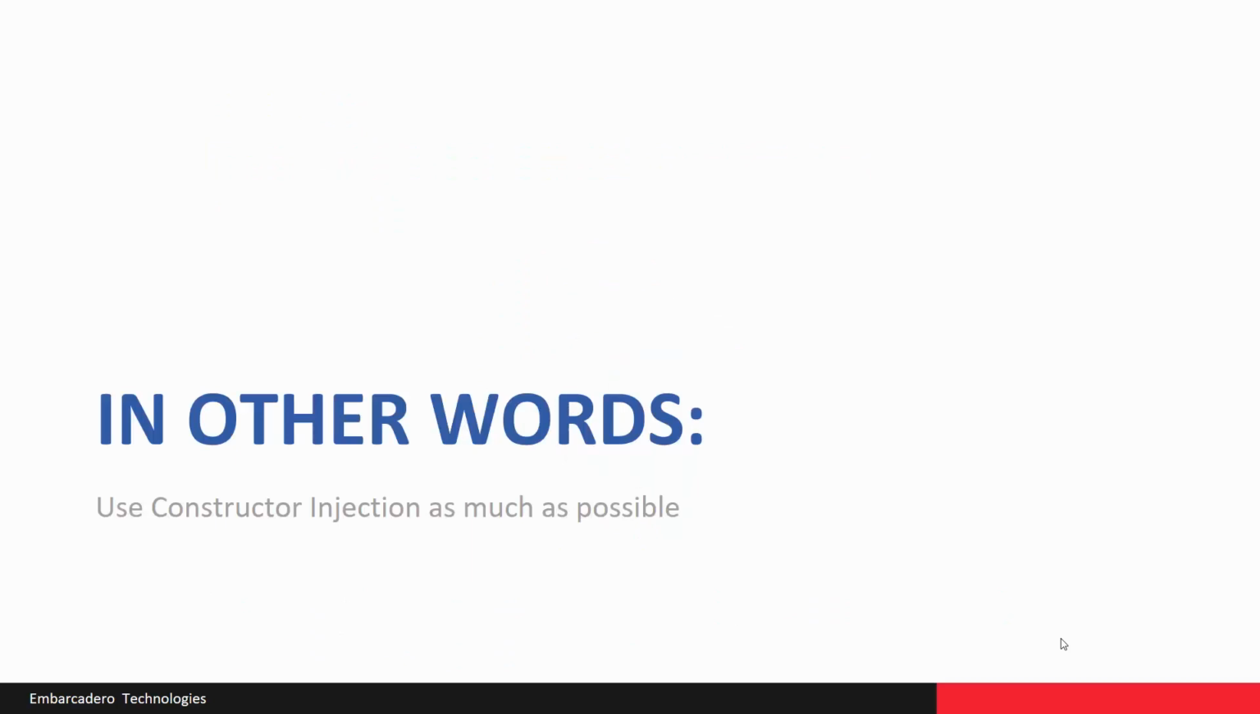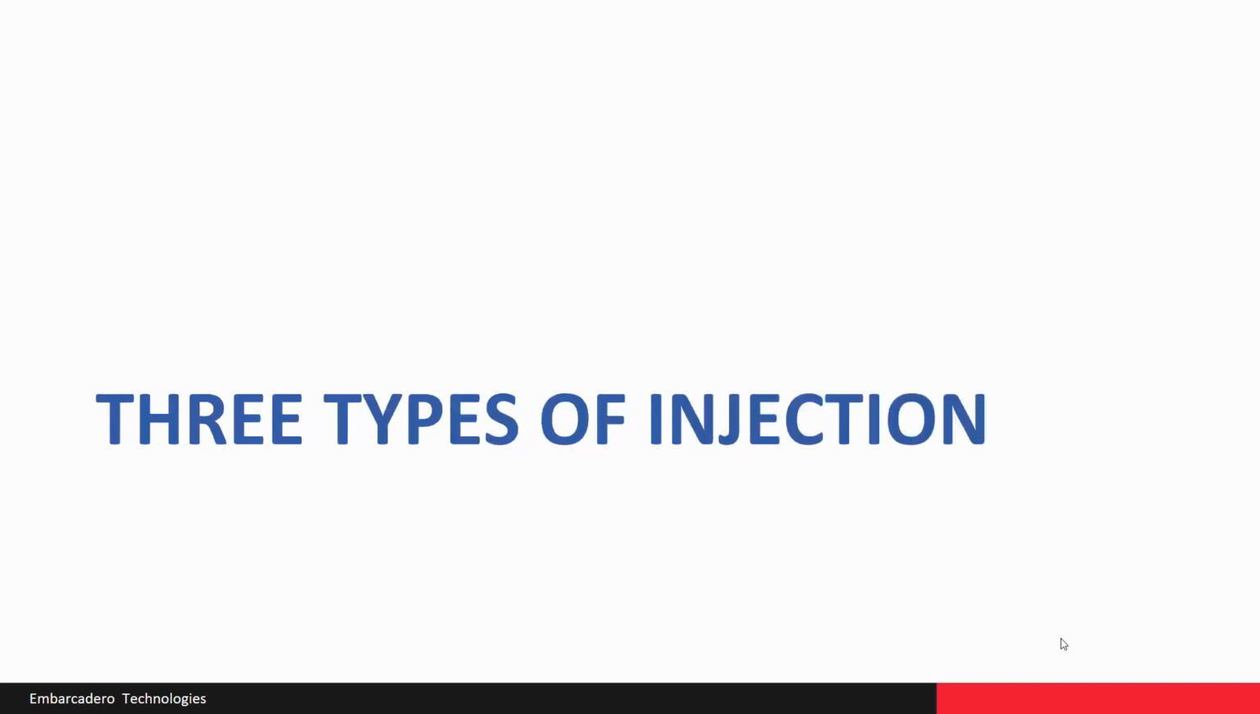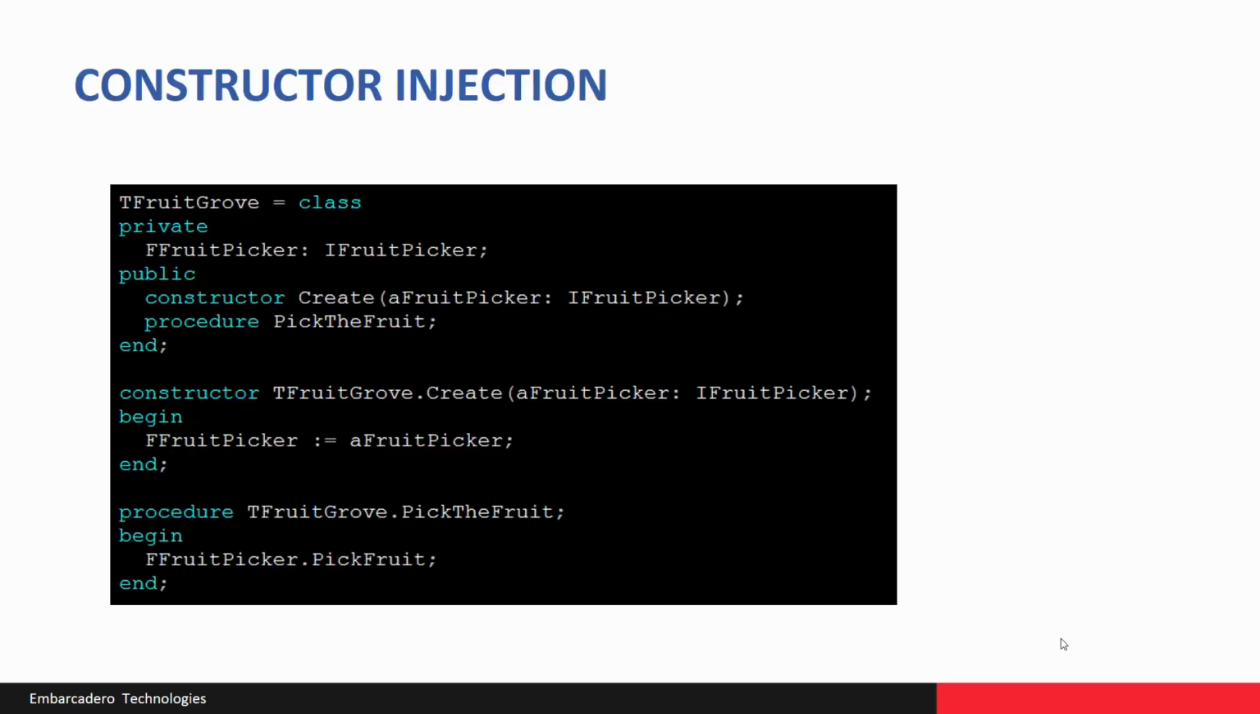In other words, I want you to use constructor injection as much as possible. I want you to inject a class's dependencies into that class through the constructor. So there are 3 types of injection. I talked about constructor injection a moment ago. We'll talk about it here a little more thoroughly.